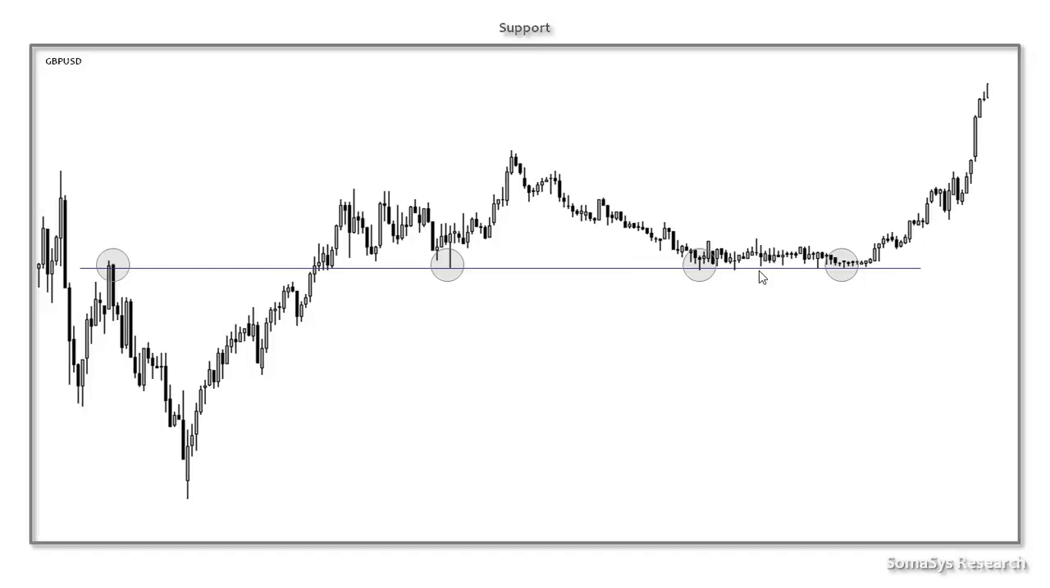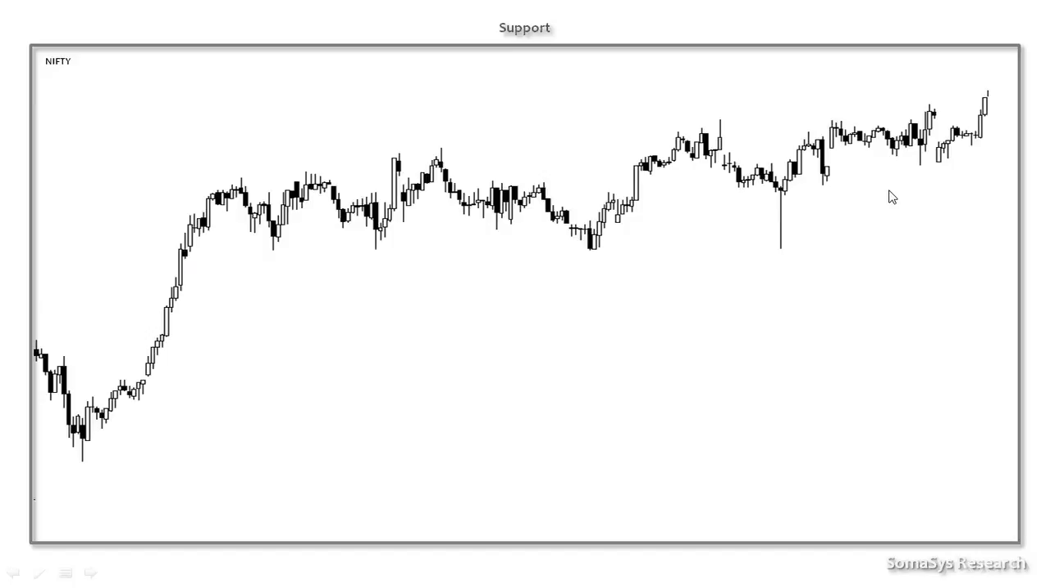Here also, there seemed to be no interest in selling and price consistently bounces off when the support line is approached. And eventually the upward momentum picks up again and the pair makes a new high. Now in this chart of an index, see how price manages to hold the support line. This is a first point of reference.